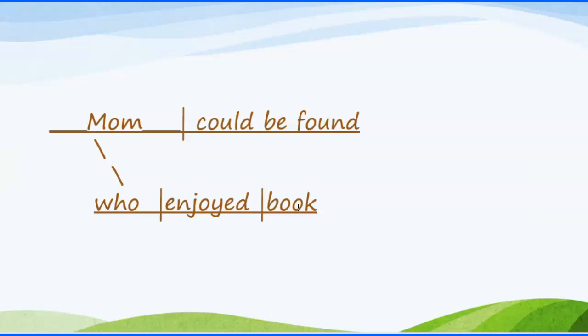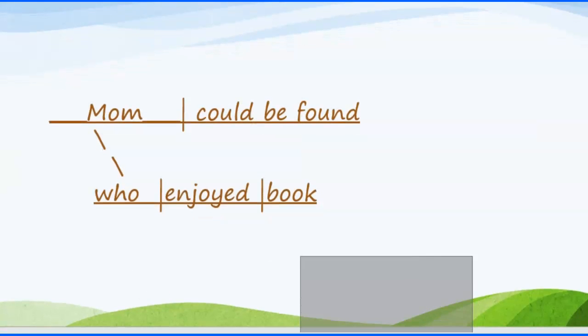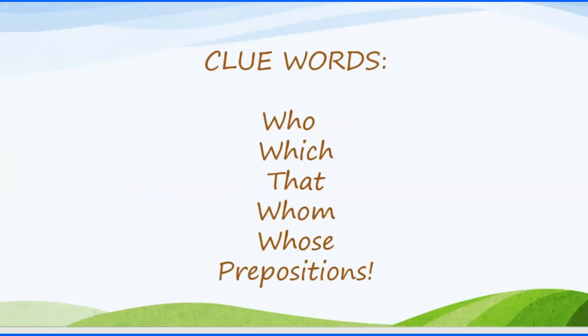Now, like I said, those prepositional phrases I'm not so concerned with right now for those of you who are new. I mainly want you understanding the skeletons and really grabbing onto those. So we've got our 2 skeletons here. Mom could be found, and then who enjoyed good book. And just a reminder, as you are being a detective, the clue words that you are looking for, who, whom, whose, which, and that, and all those prepositions, those are clues that are going to help you to solve the sentence mysteries that we've been having.